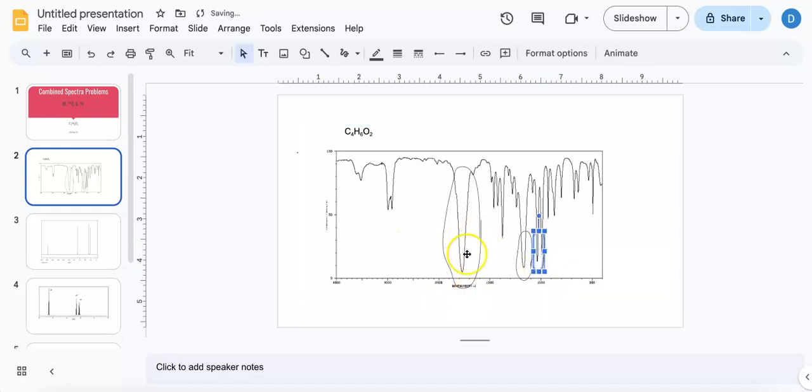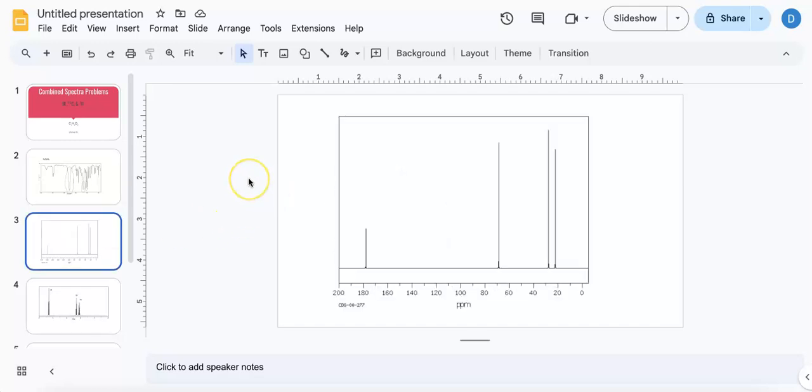This big one here at around 1750 is going to help us determine that there is an ester group in this molecule. If it was perhaps a little bit lower, like around 1745, we might be able to deduce that it was a ketone, but 1750 is in the ester range. Then we have these two, which are going to be CO bonds, which again, the additional oxygen helps us determine that it's an ester, so we're going to go a little bit further.